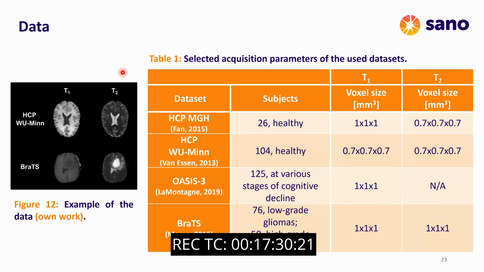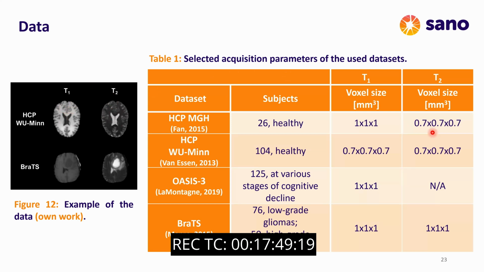In our research, we used 4 MRI datasets that contain T1 weighted images and T2 weighted images. And in cases where the data was not pre-processed, we performed skull stripping and also the registration of T2 weighted images to the T1 weighted image space.